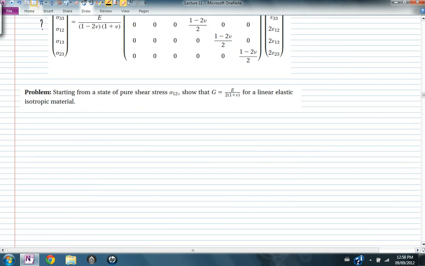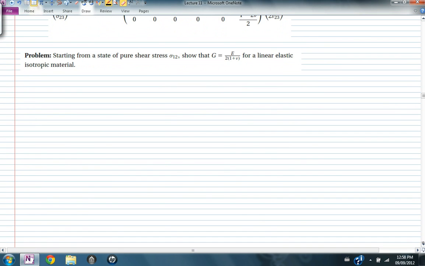And to do this, we're going to utilize the elements of linear algebra that we've been studying from the beginning of the course. So, starting from a state of pure shear, we need to show that the shear modulus is equal to Young's modulus divided by 2 times 1 plus Poisson's ratio for a linear elastic isotropic material.